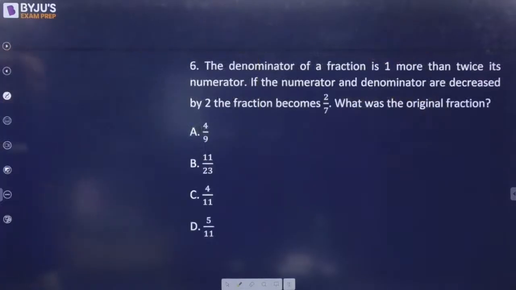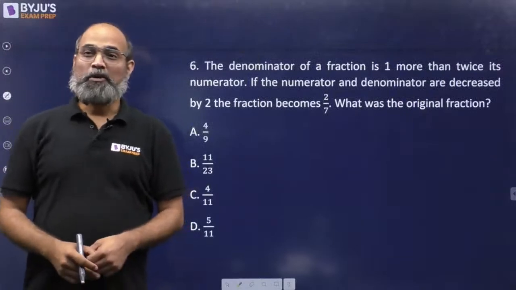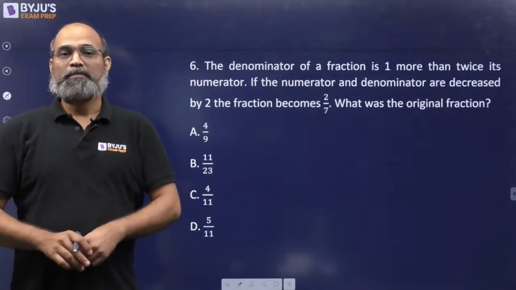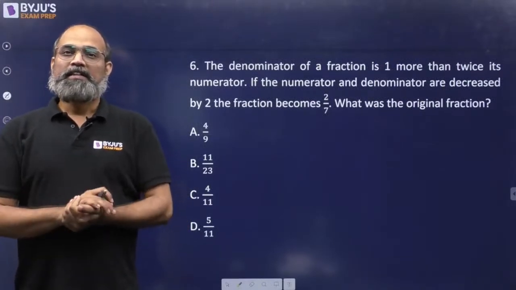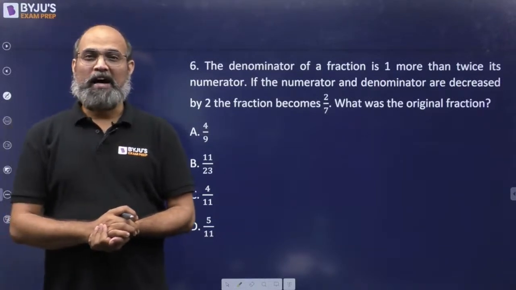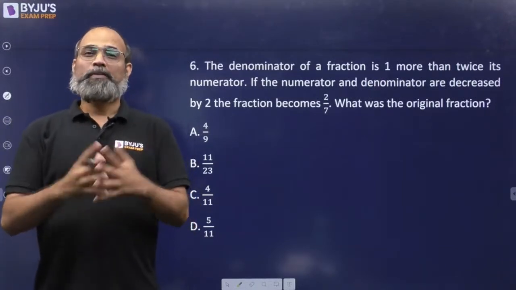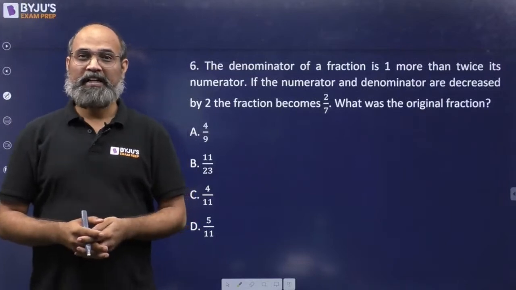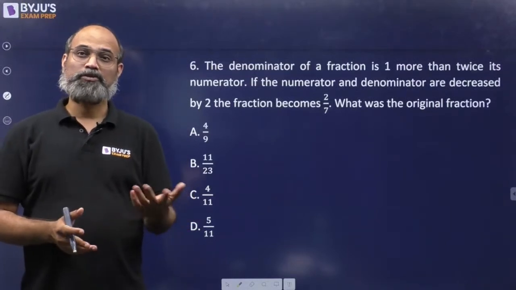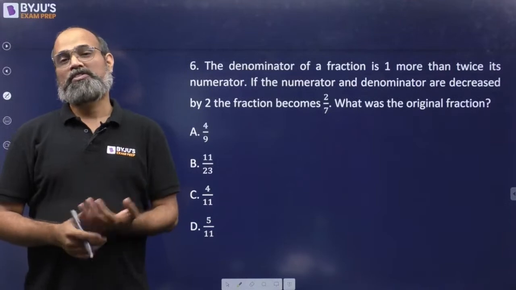Okay, next question. The denominator of a fraction, हाँ Deepak, your answer is correct. Good. The denominator of a fraction is 1 more than twice its numerator. If the numerator and denominator are decreased by 2, the fraction becomes 2 upon 7. What was the original fraction?